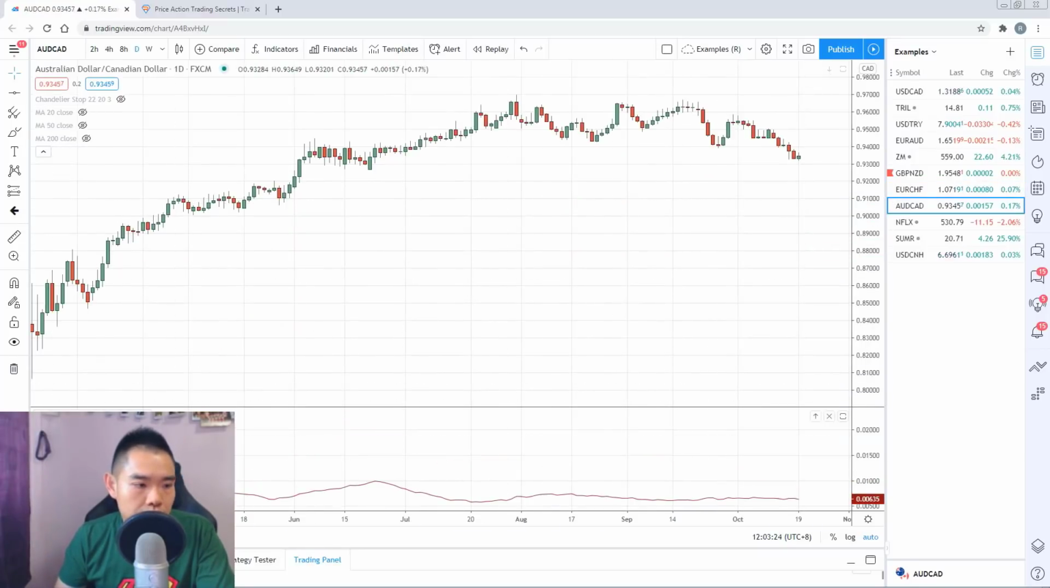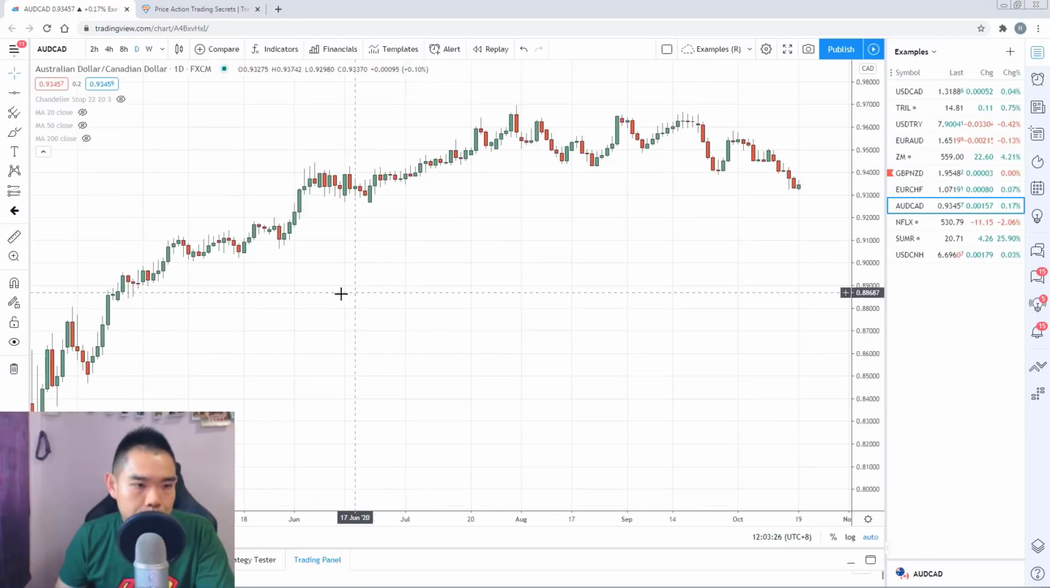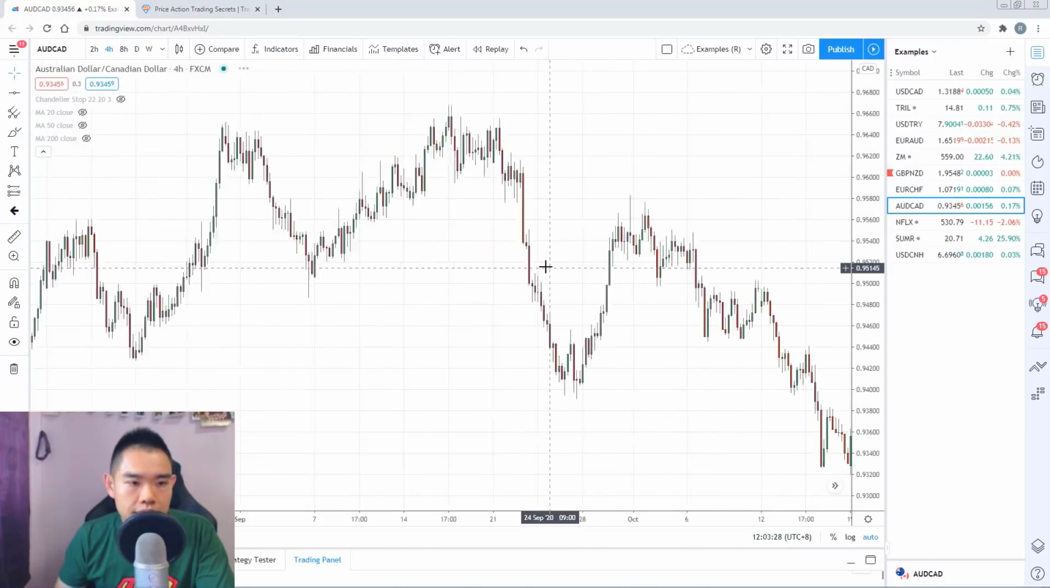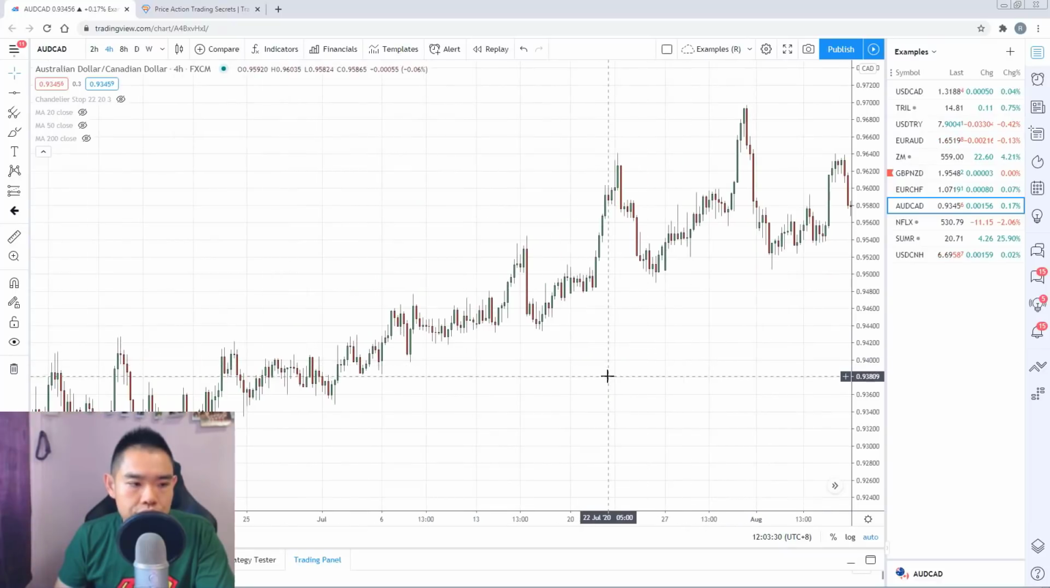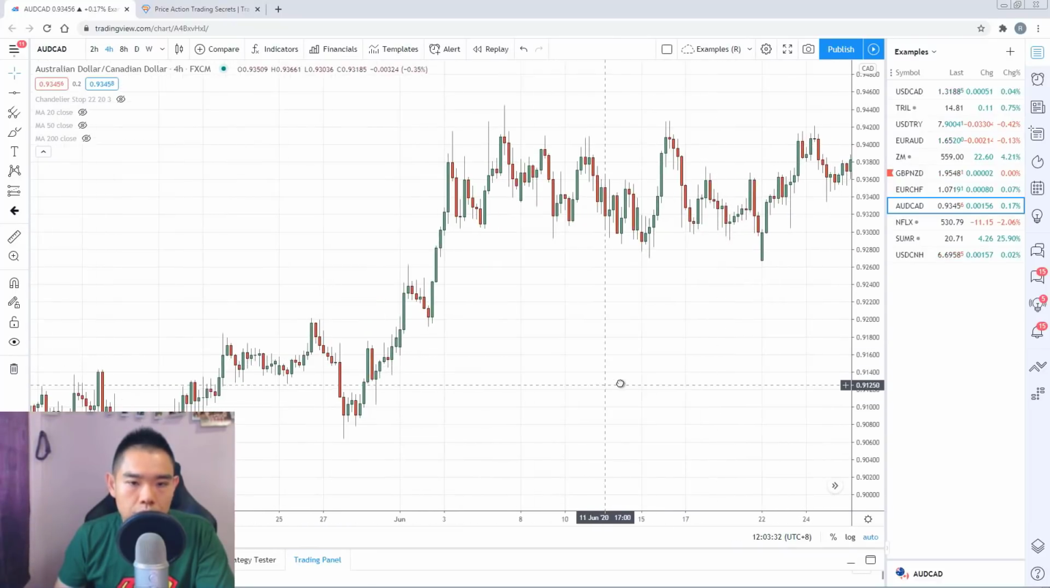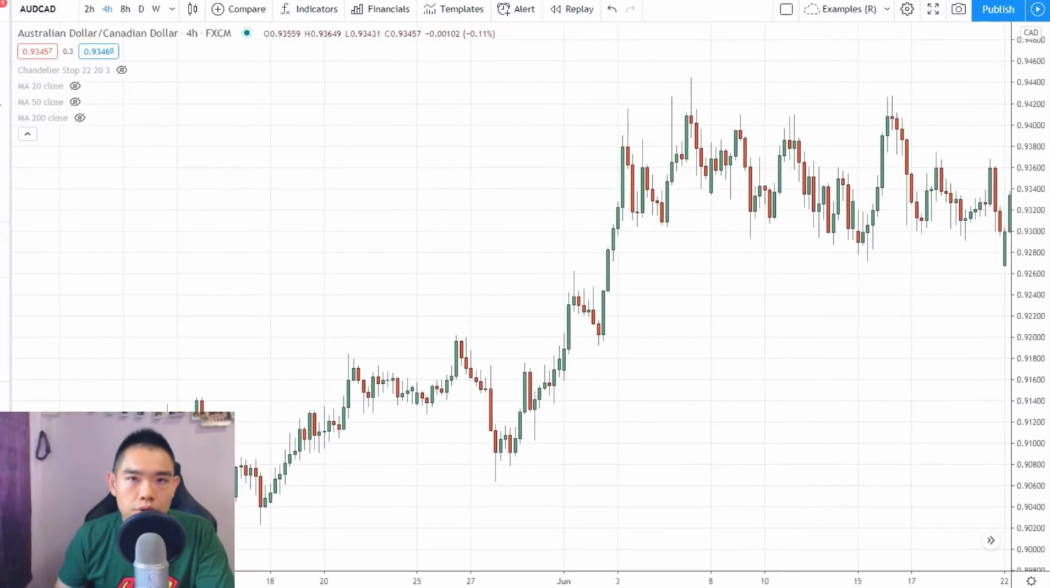First one, I'll just get rid of the ATR indicator first. Okay, so let's look at Aussie Canadian. If you look at this market, again, what is the first thing that we are looking for? Remember, number 1, the trend. So what's the overall trend in this market? Let's call it number 1, the trend. All right, it's towards the upside.